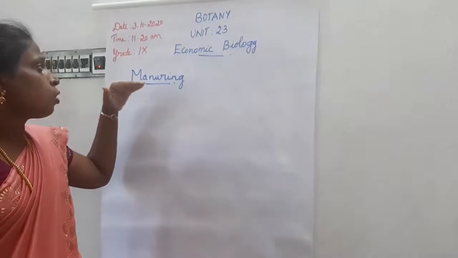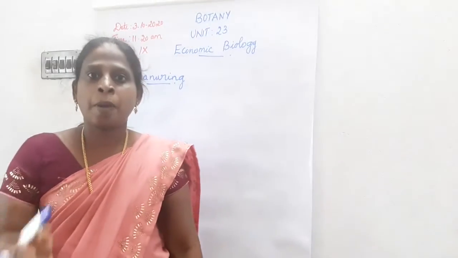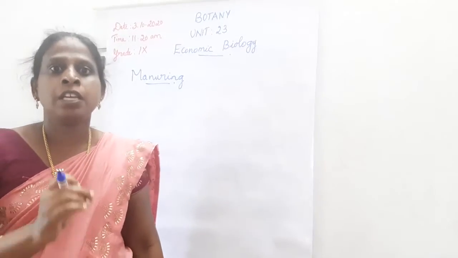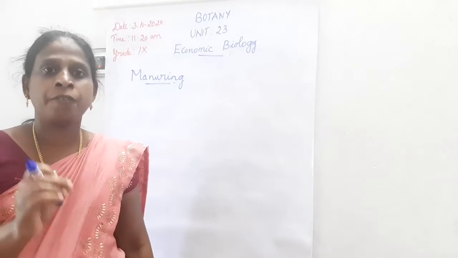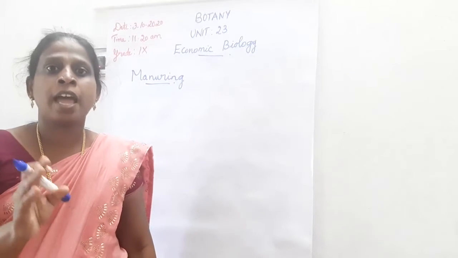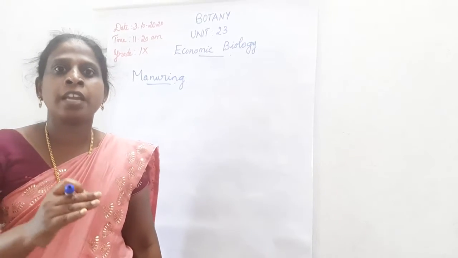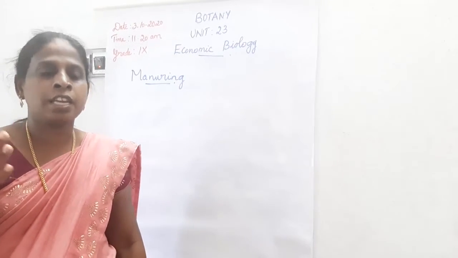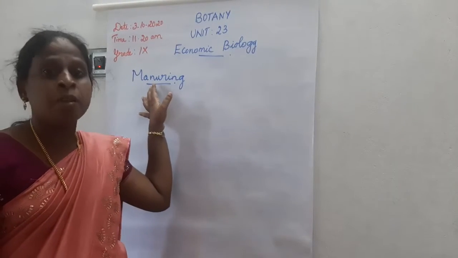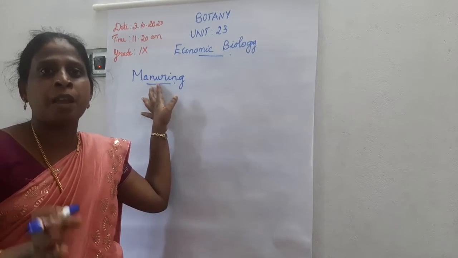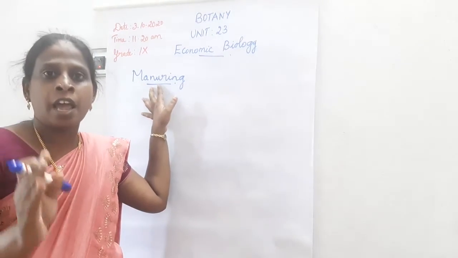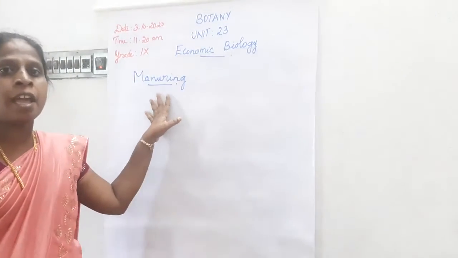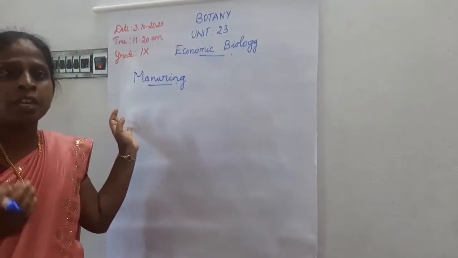What is manuring? Manures are obtained from plant debris, animal waste and microbes. It is organic matter, and it can be obtained from plant waste, animal waste and microbes. These manures enrich the soil fertility and increase the nutrients. From these manures the plants obtain nutrients.